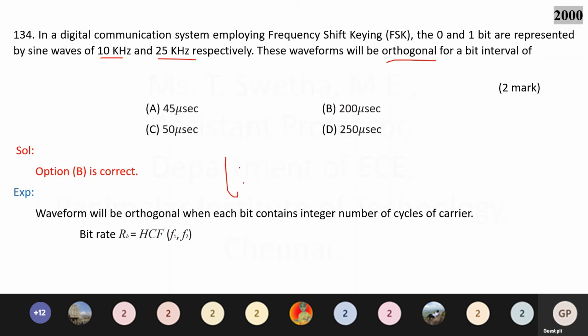Here we got two frequencies, 10 kilohertz and 25 kilohertz, whereas previously we had only one frequency, 8 kbps. For that you can take the HCF, the common value. Taking the HCF, you get a common value of 5 kilohertz. Substituting, TB is equal to 1 by RB, that is equal to 1 by 5K. Once you divide it, the correct answer will be option B.